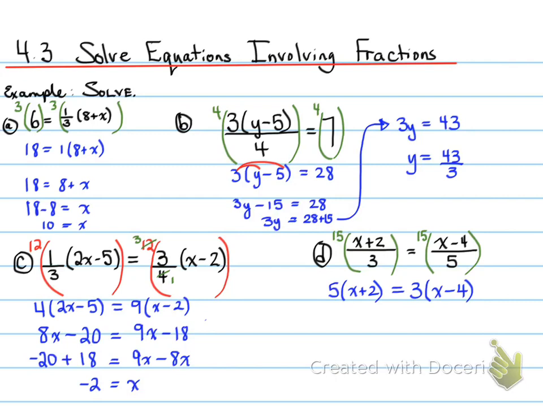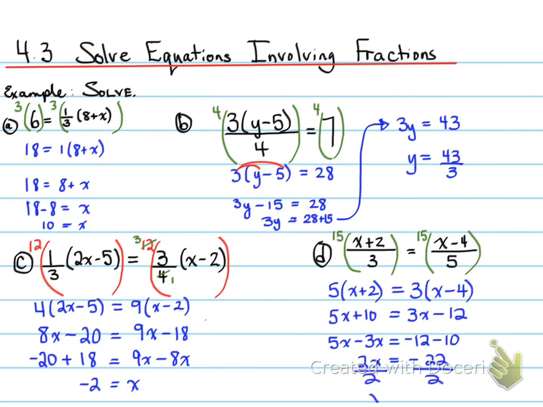Once we've done that, we can expand this question, which is 5x plus 10 is equal to 3x minus 12. Move everything, the letters this time to the left side. We have 5x minus 3x is equal to negative 12 minus 10. 5x minus 3x is 2x. Negative 12 minus 10 is negative 22. Divide both sides by 2, and we get x is equal to negative 11.